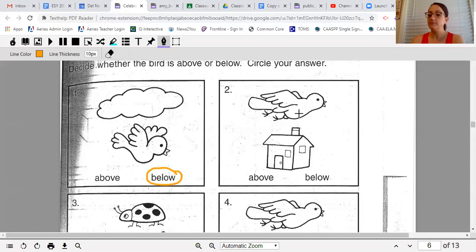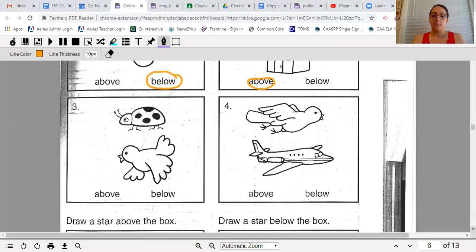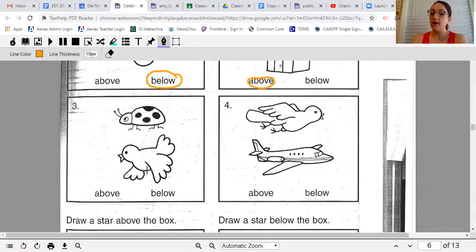Here we have the bird and we have a house. If that bird were to look up, would they see a house? No. But if that bird were to look down, they'd see a house. So that means that they are above the house. Here is a ladybug and a bird. The bird's flying, there's a ladybug. If the bird looks up, are they going to see part of the ladybug? They would. So they are below the ladybug.